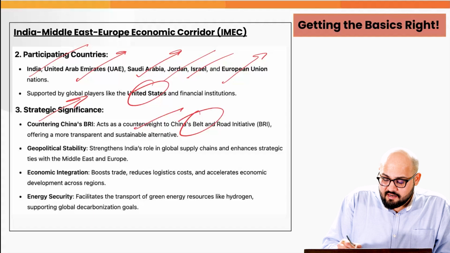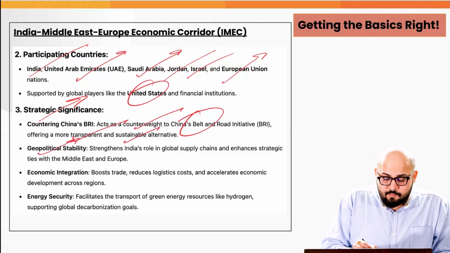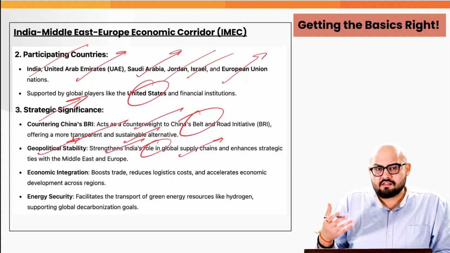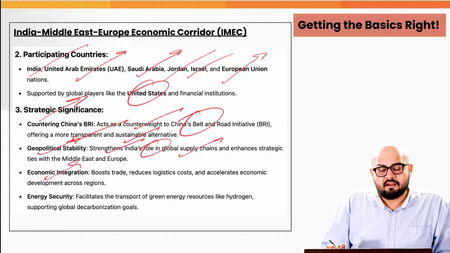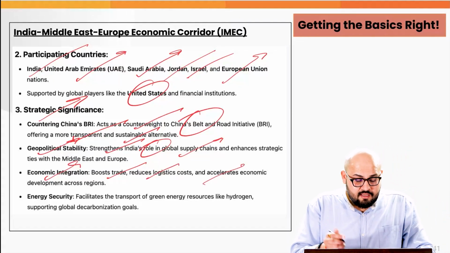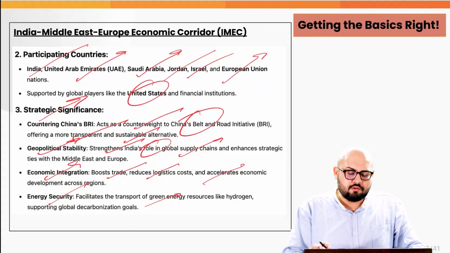Act as a counterweight to China's Belt and Road Initiative, offering a more transparent and sustainable alternative. Geopolitical stability: strengthen India's role in the global supply chains and enhance its strategic position. Economic integration: it boosts trade, reduces logistic costs, accelerates economic development. Then energy security: facilitate the transport of energy, be it green hydrogen or renewable sources, right?